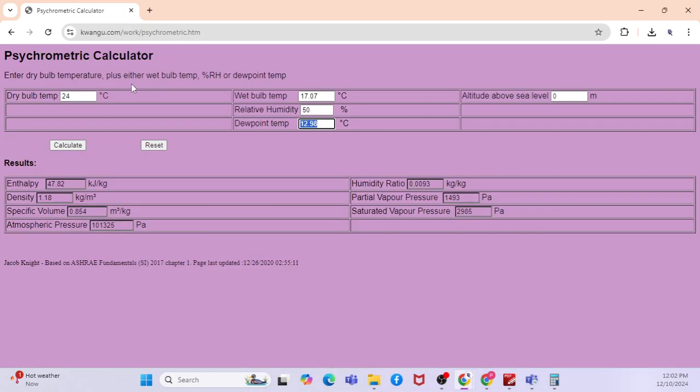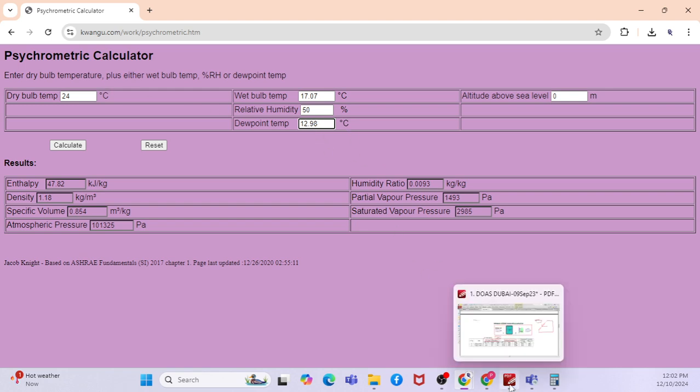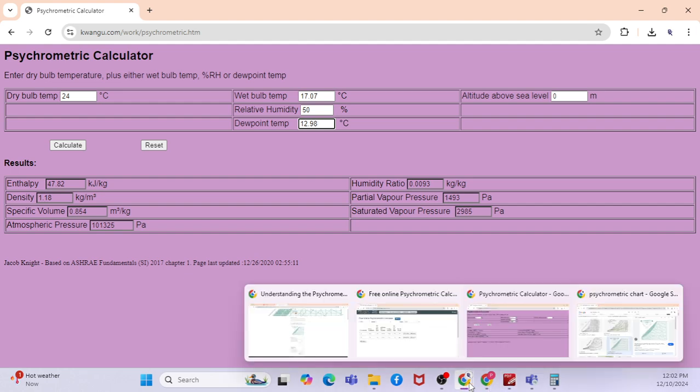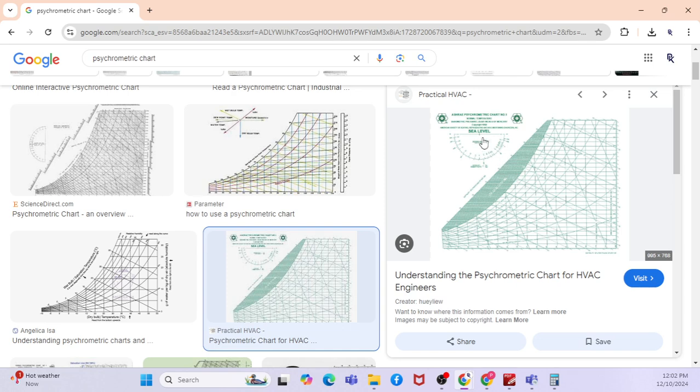In this particular calculator, if I go to 24 and 50% RH, I will get a dew point temperature of 12.98, which is directly the sensible load. Based on the sensible load, if I go to this picture and say sensible heat factor, my sensible load and total load will be the same. So I will get 1.